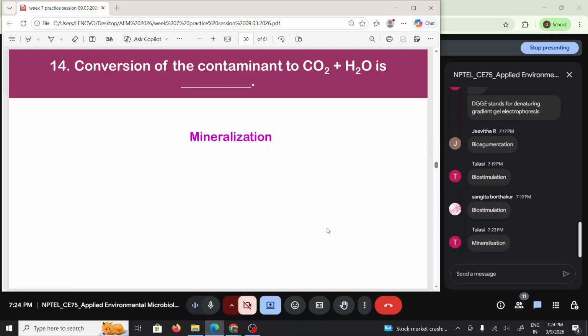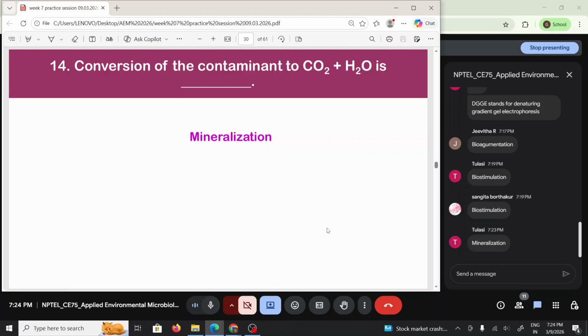Exactly, it is the mineralization process. In mineralization, there is complete degradation of the contaminant, and finally you only have carbon dioxide and water produced from the system. Any contaminant degradation through chemical or biological methods will undergo a series of steps. It's not like in a single step you convert the contaminant into CO2 and H2O.